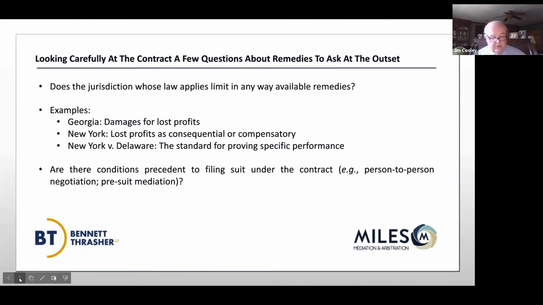These are just a few of the examples, many of which you already know about, but that need to be thought about as you evaluate remedies. The last question here, are there conditions precedent to filing suit under the contract? This is important to know. For example, there may be a pre-suit mediation clause already in your contract. So let's go to the next slide, Sierra.